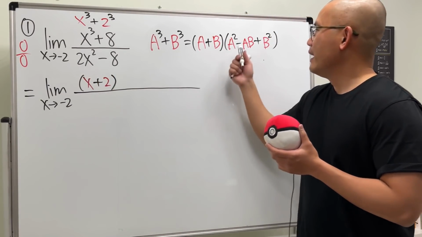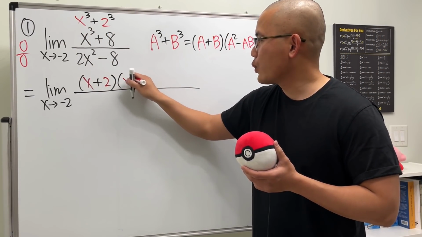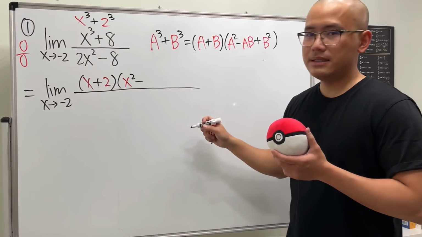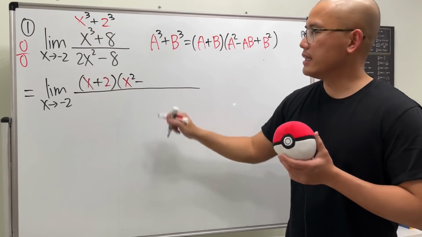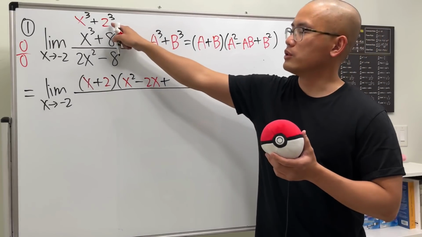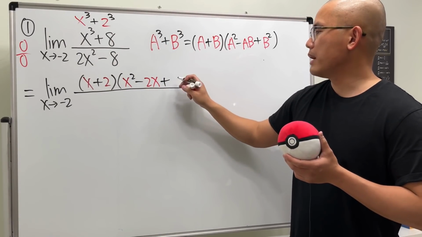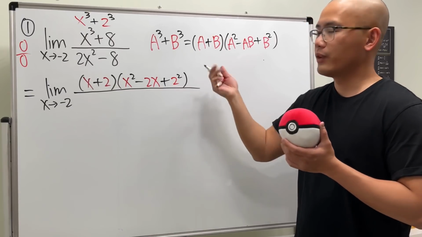Alright, continue. A square is going to give us x squared. So we will have the x squared here. And then minus ab, which is x times 2. And that's put it as 2x. And lastly, we add b squared, which is 2 squared. You can put it as 4, but let me write it as 2 squared for now. So that will be the factoring for that.